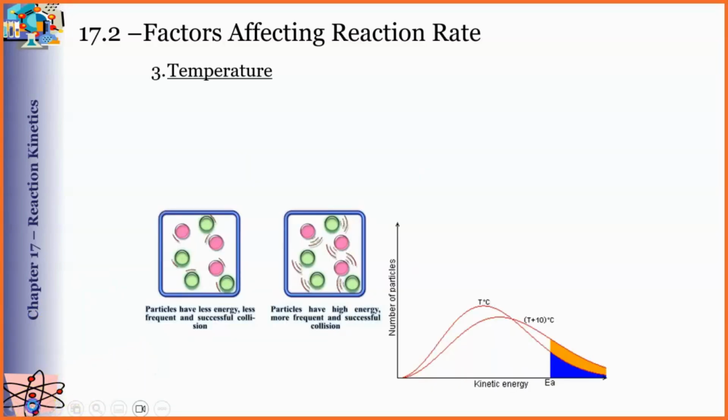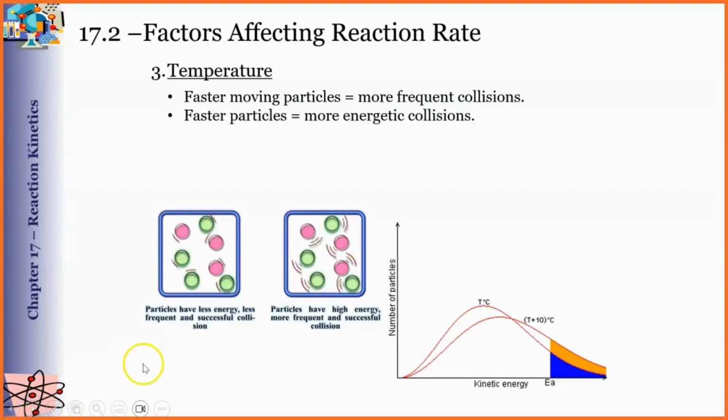So the next factor is temperature. We discussed that the faster moving particles are going to have more frequent collisions because they're moving faster and they have more time to hit each other. Also, the faster particles are going to have more energetic collisions. We discussed that particles need enough energy when they collide with each other in order for a reaction to occur.